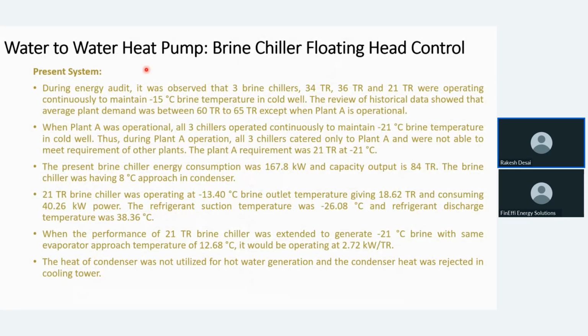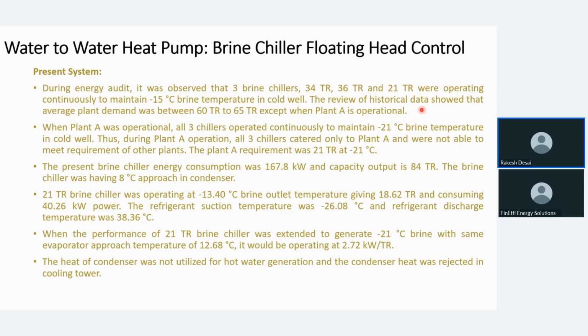We come to another application of water heat pump, that is brine chiller floating head control. We all have seen that brine chillers are used in the refrigeration cycle, be it a chemical factory or pharma factory or any factory. Generally, there are a number of brine chillers used for various temperature applications, -10, -20, -30 degrees centigrade. When we carried out an energy audit of one API industry of a pharma facility, we observed that 3 brine chillers, 34 TR, 36 TR, and 21 TR, were operating continuously to maintain -15 degrees centigrade brine temperature in the cold well.